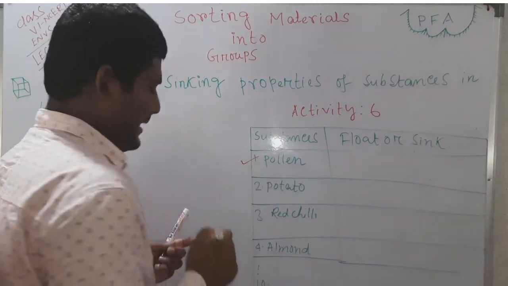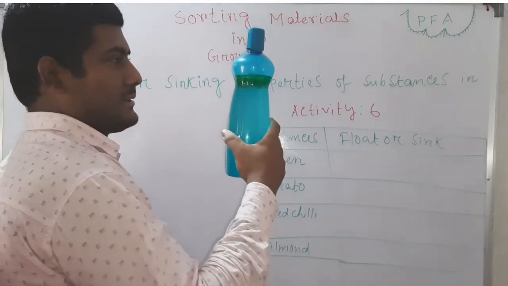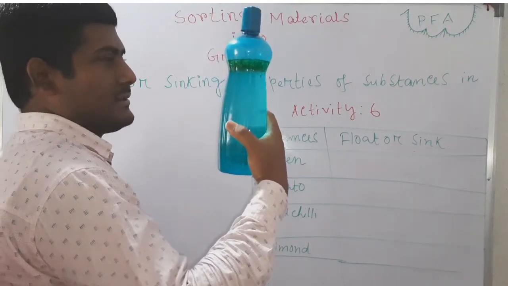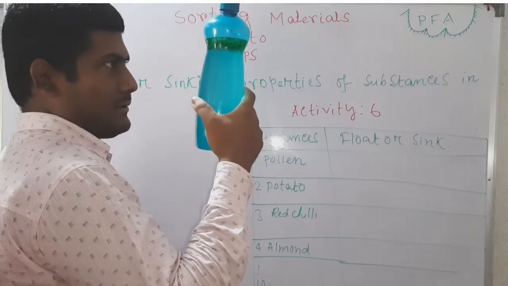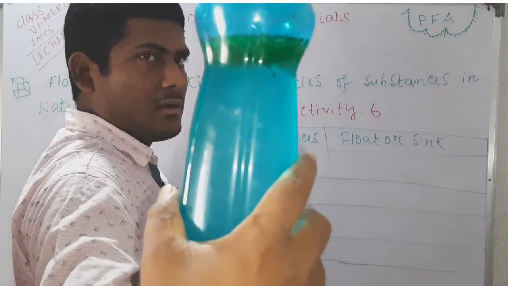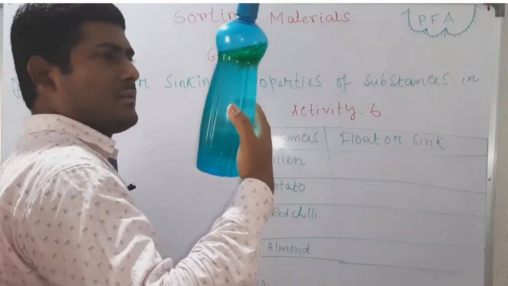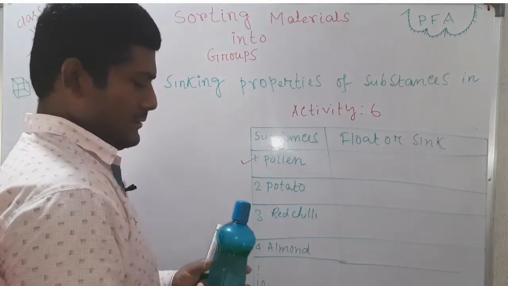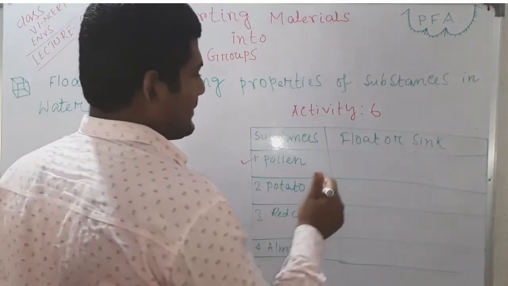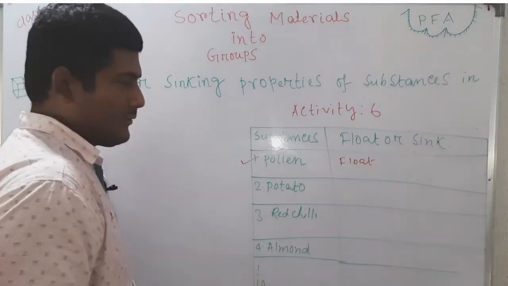So we will see the first activity on pollen. This is the pollen and this is poured onto the water. Now carefully observe this pollen. Now tell me whether this pollen is sinking or floating on the water. Obviously you are seeing that this pollen does not sink in water, so you have to write this as float. So pollen floats on water.